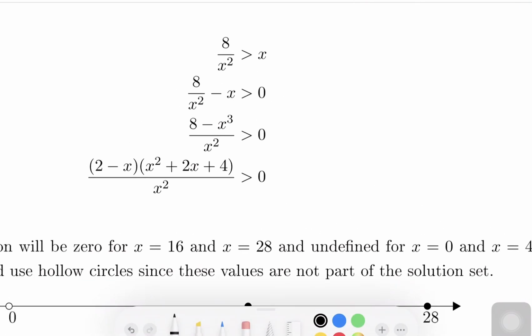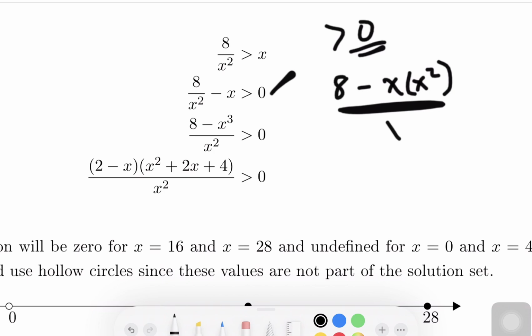So, step number 1 is to transpose, so that we only have 0 on the other side. So, transpose. Then, the LCD is x squared. So, we have 8 minus x times x squared over x squared. So, that is why we have 8 minus x cubed.